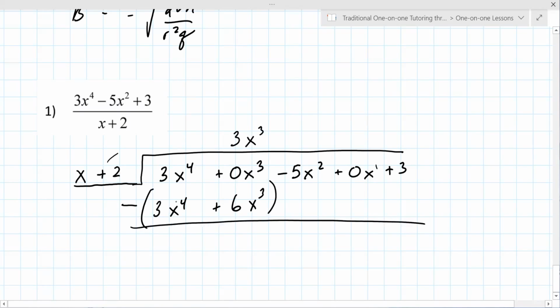Now the first one always cancels because they should be identical. The second one may or may not. Usually it doesn't, but it's 0 minus 6, so that's minus 6x cubed. Then you bring this one down. And now you repeat. You're trying to get to minus 6x cubed this time because it's the leading term, just like 3x to the fourth was the leading term.